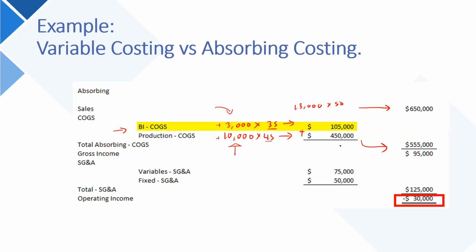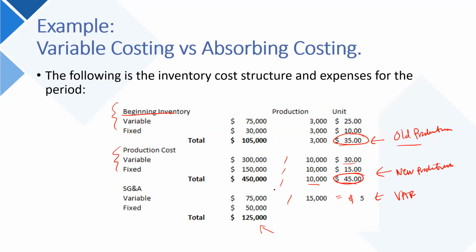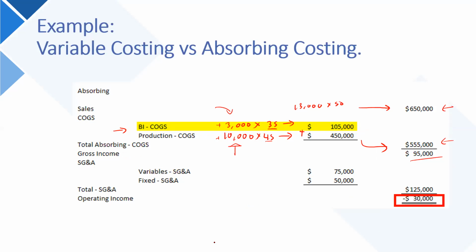Okay, so the next part is we just need to find the gross income. That's actually pretty easy. We just are going to subtract from the 650,000 the 550. That gives me my gross income. And now all that is left is just to add the sales, general and administrative to my income statement. It's here, and the subtraction of those two is my operating income. At this moment, it's a loss. That can happen. So that's the absorbing costing.